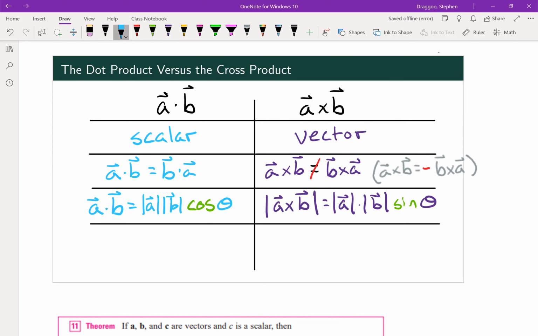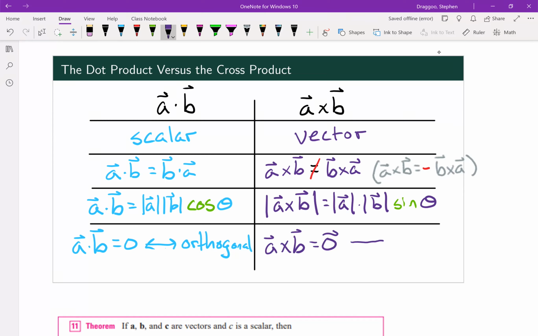And finally, we're going to look at what happens if we get 0. So if we have A dot B equal to 0, this implies that our vectors are orthogonal. Versus if we take the cross product of A and B and get the vector value 0, this implies that our two vectors are parallel.